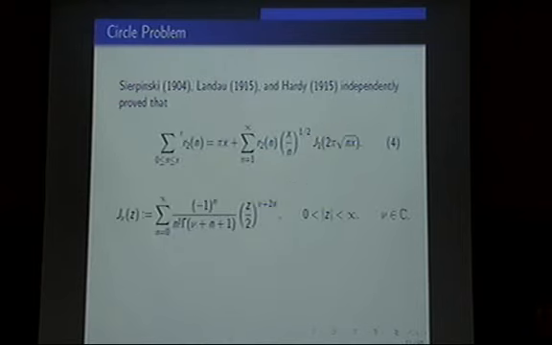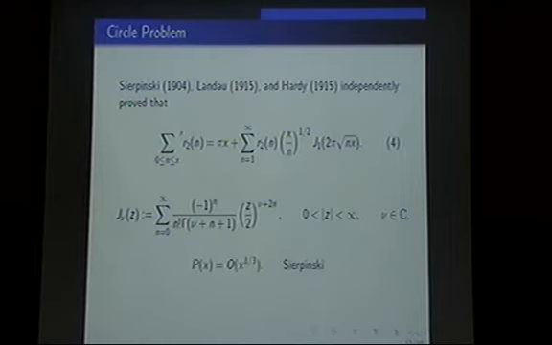The next result was proved by Sierpinski in 1904. Sierpinski, Landau, and Hardy independently discovered this formula for the summatory function in terms of Bessel functions. So P of x is now represented as an infinite series of Bessel functions. Hardy wrote 2 papers on the subject, and in the first he says that Ramanujan actually informed him of this series. In the second paper he gives a proof of the result. Ramanujan also independently proved this formula, but we know nothing about his proof.